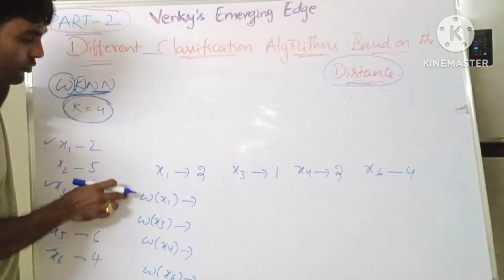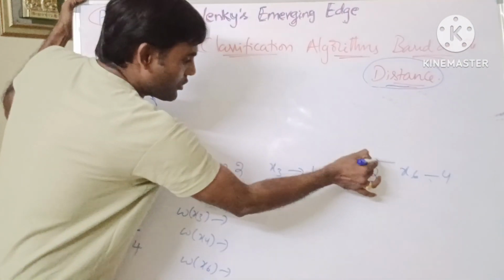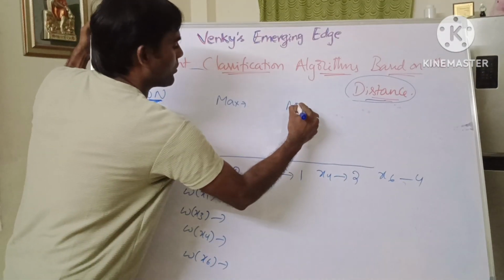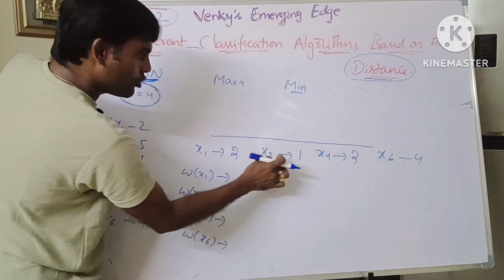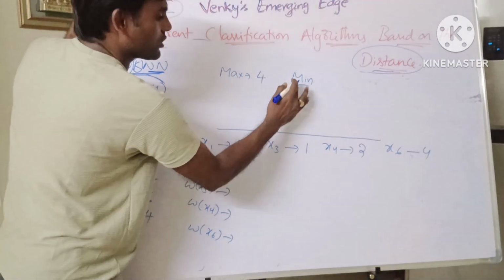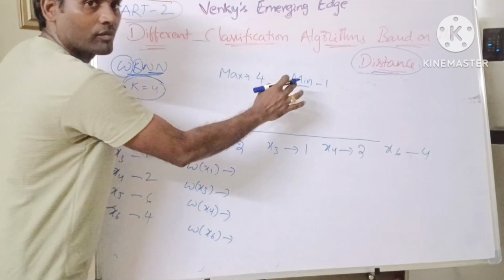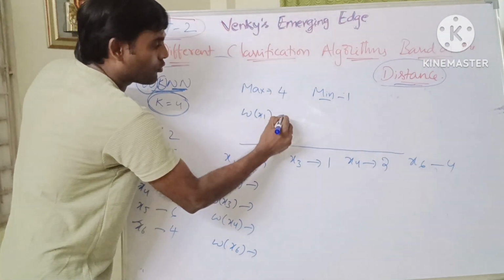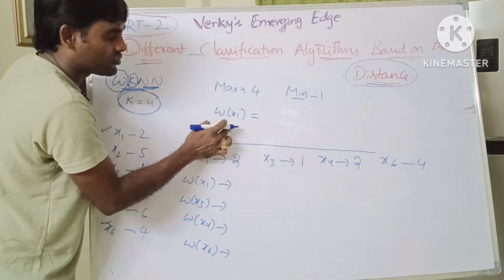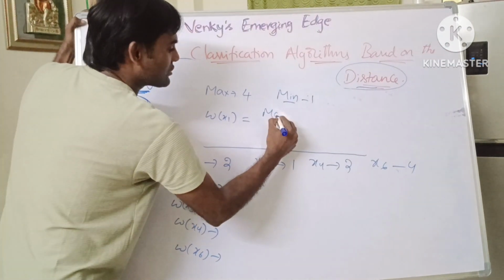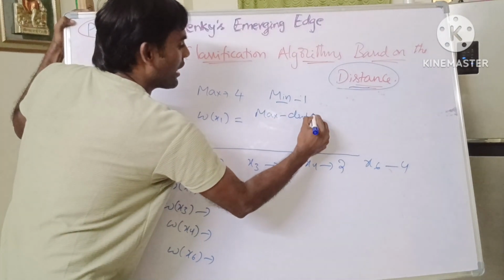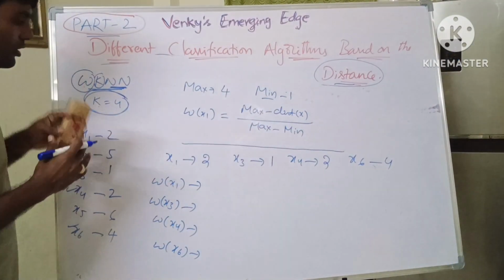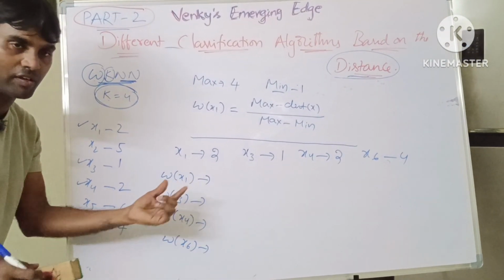First of all, among the samples selected based on the K value, we need to find the maximum value and the minimum value. What is the maximum value? Among 2, 1, 2, 4, the maximum value equals 4. What is the minimum value? 1. Is it clear? Then the weight of x1 equals, what is the formula? Weight of x1 equals max value minus distance of x, divided by max minus min. Is it clear?